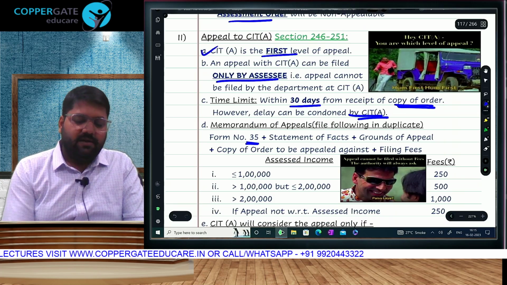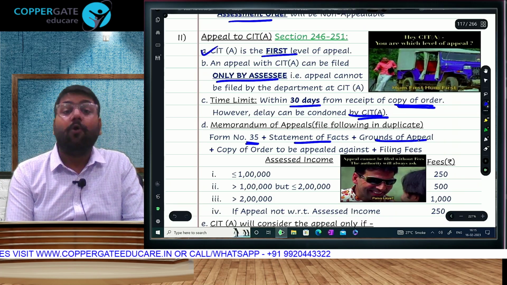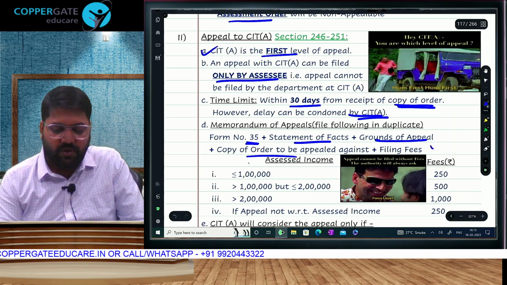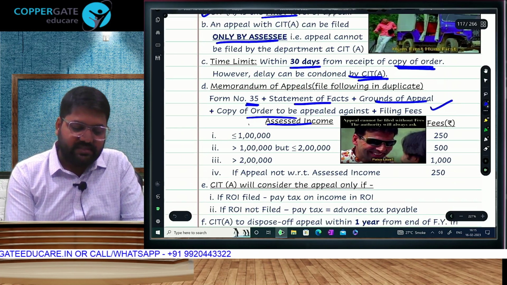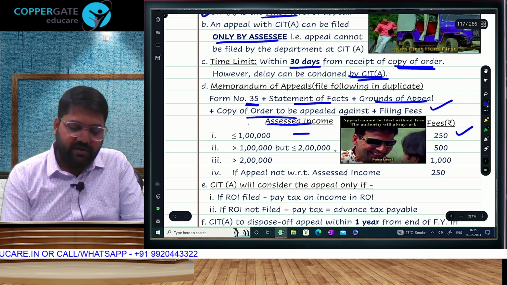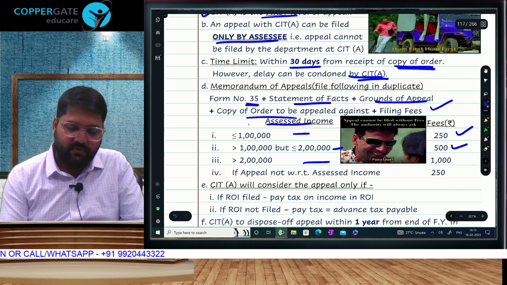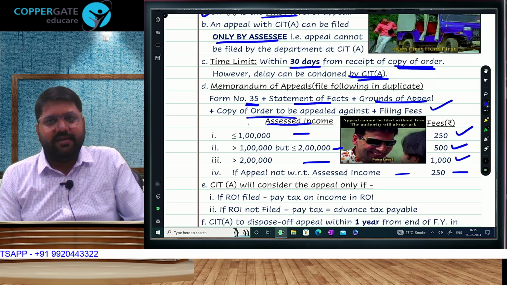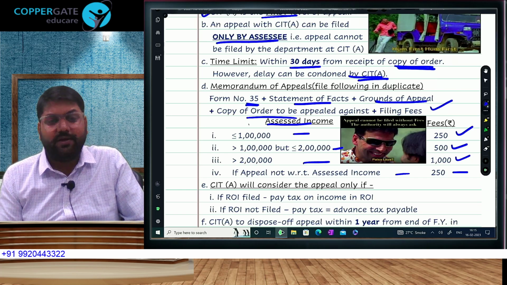Form prescribed, form number 35, statement of facts, grounds of appeal and copy of the order to be appealed against. Plus, you have to pay some fees. What fees? If your assessed income is up to 1 lakh, then 250. Between 1 lakh and 2 lakh, then 500. More than 2 lakh, then 1000. An appeal not with respect to income, then 250. For example, any ultra vires act, where you want to get your order nullified, void ab initio, annulled, then 250 will be applied.